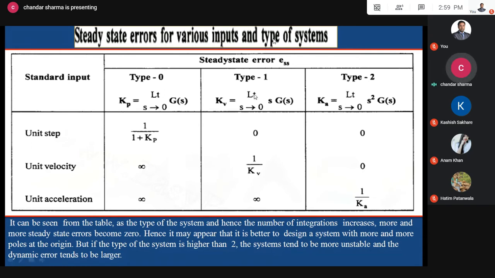Then suppose I have to give a unit ramp. So for unit ramp, Kp is infinity. Then there is a constant value of ESS. Again, your acceleration error constant is 0. For unit acceleration, Kv is infinity. So what is the conclusion? The conclusion is that as I increase the type of the system, more and more steady state error goes on decreasing. It can be seen from the table.